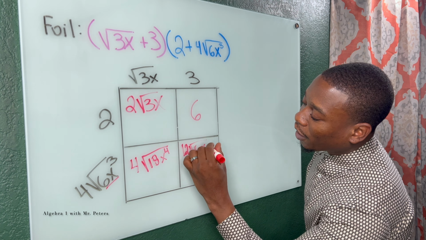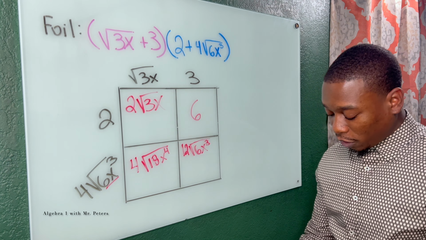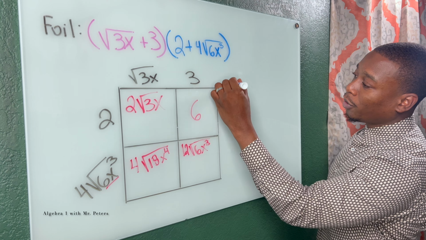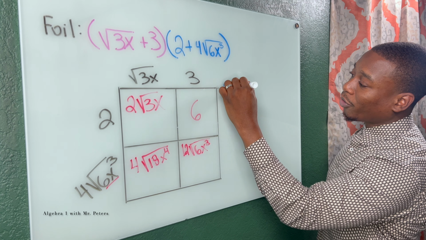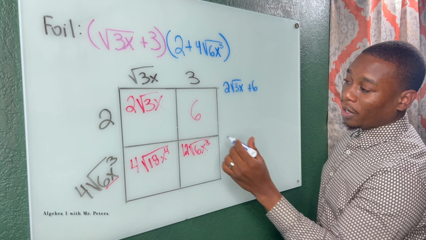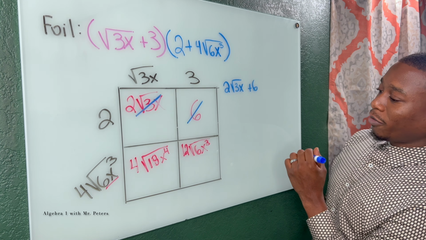Now, what I really like about this, again, is it's very easy to see. This stays the same. So we have 2 times radical 3x plus 6. This box is gone, that box is gone. Now, down here, we are able to simplify. So when I look right here, and let's get some more space. Where can I find some space at?